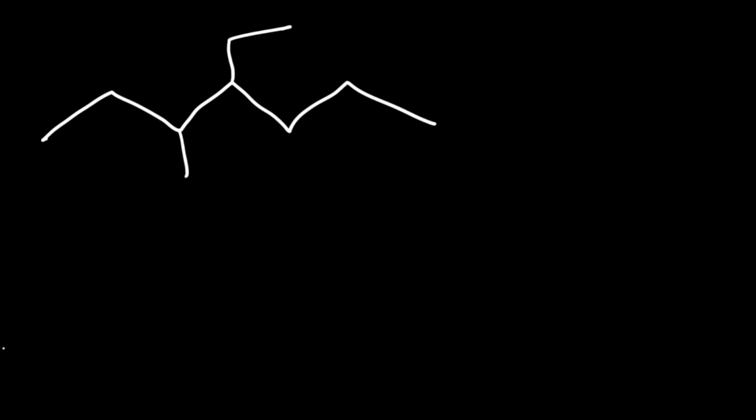Here's another example for you. Go ahead and try that problem. So we need to number it from left to right. And it looks like we have a methyl group on carbon 3, and on carbon 4 we have a substituent with 2 carbons, so that's an ethyl group. Now how should we name this? How can we put this together?